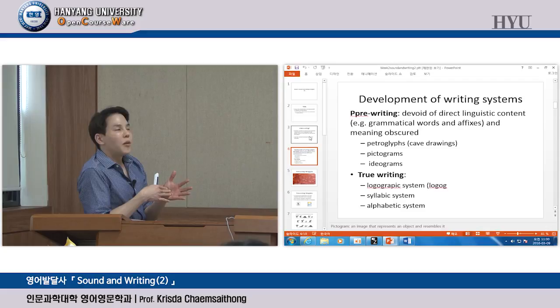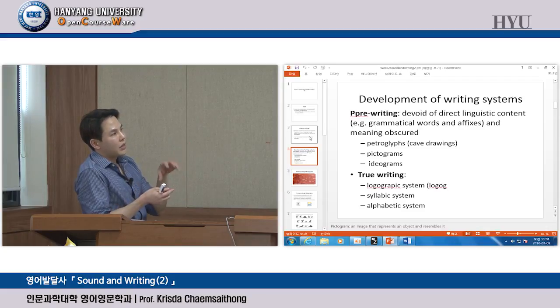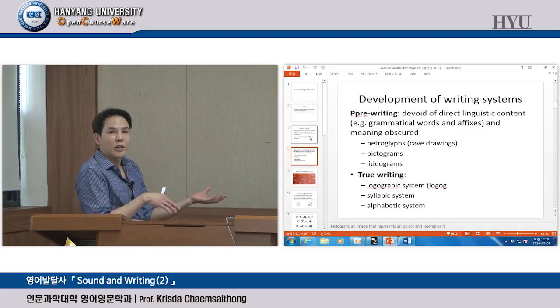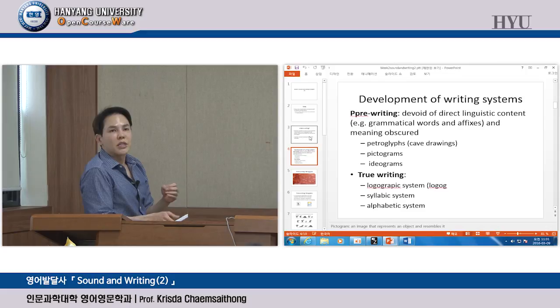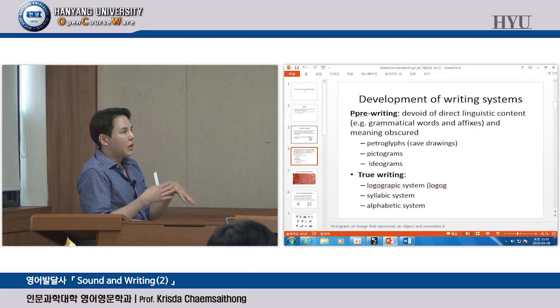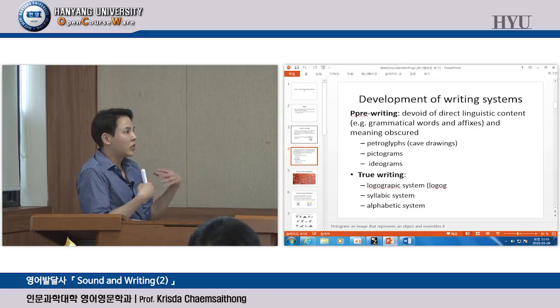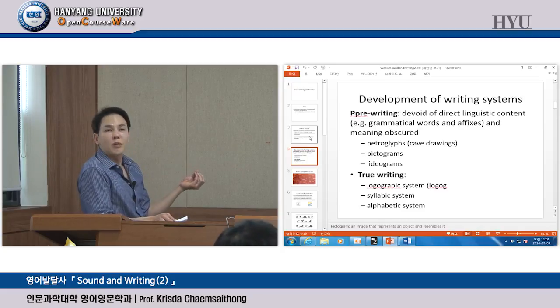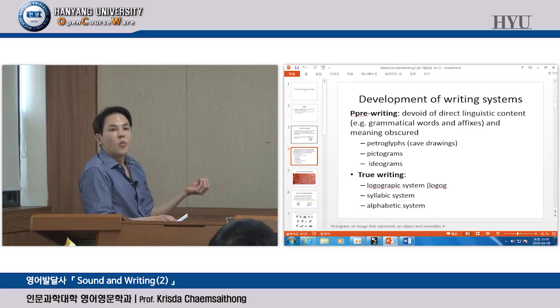These are important, right? Because you need grammatical words like conjunctions such as and, but, however, and affixes in order to help build complex sentences, in order to convey contrasting ideas, in order to compare and contrast things. But pre-writing in all its forms is empty of direct linguistic content, and we don't know what they are for. We don't know whether they are just for ritual purposes or not.